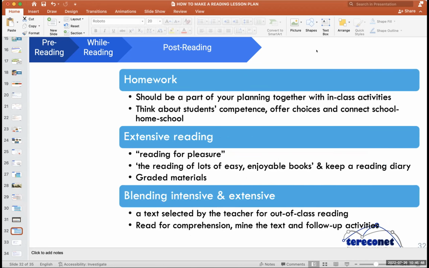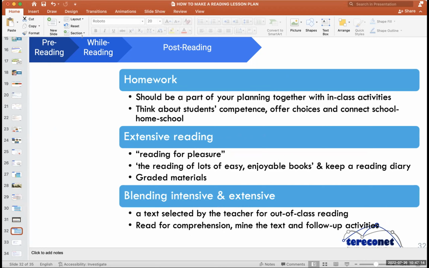Một cái nữa mà chúng ta dùng rất nhiều đó là homework, và thì chắc chắn là phải có homework rồi. Cái mà mình muốn nói ở đây đó chính là chúng ta cần phải plan homework là một phần của cái lesson plan của mình. Và giống như là tôi làm gì ở trên lớp và sau đó after class thì mình sẽ làm cái gì. Homework should be a part of your planning together with in-class activities.